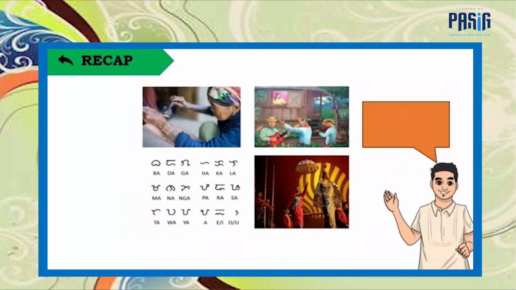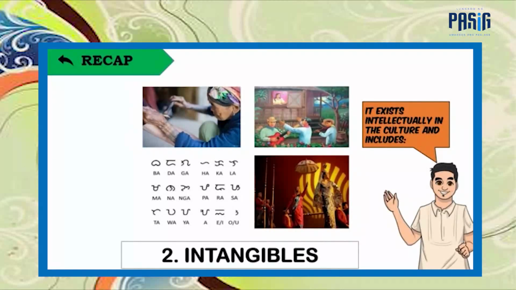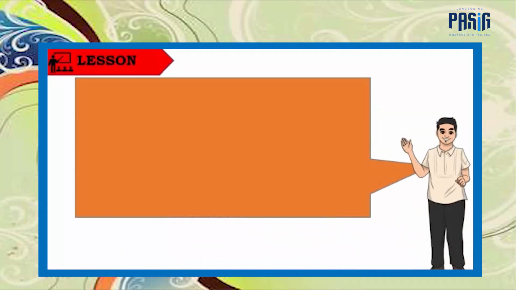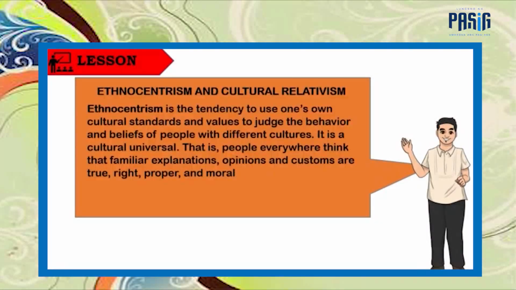How about this one? It exists intellectually in the cultures and includes. You're good at guessing. It's intangibles. Let's go to our lesson for this morning. Ethnocentrism and cultural relativism.